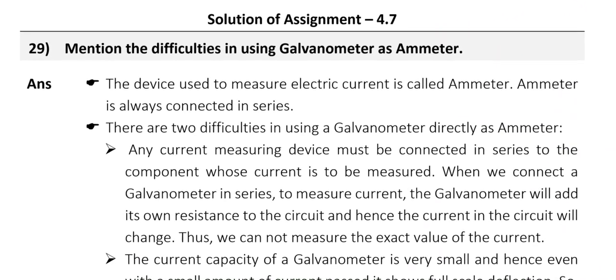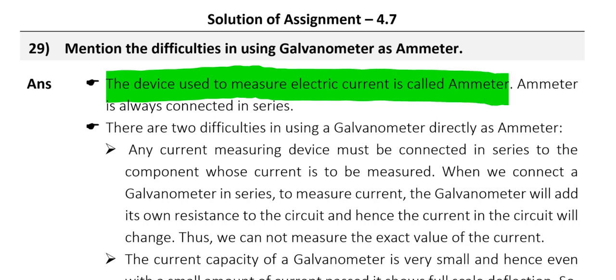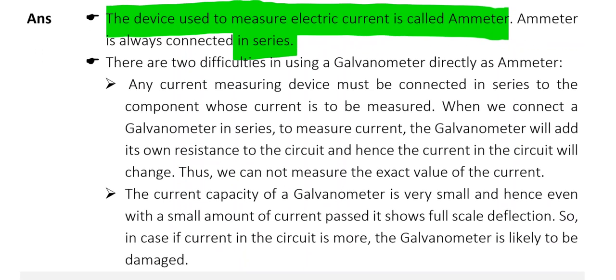Mention the difficulties in using galvanometer as ammeter. So what is ammeter? The device used to measure electric current is called ammeter, and ammeter is always connected in series. Current measuring device is always connected in series. Why can't we use galvanometer directly as current measuring device? Because there are two difficulties when you try to use galvanometer as ammeter without any modification.